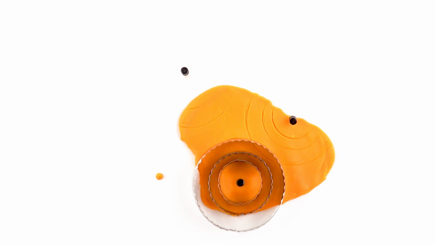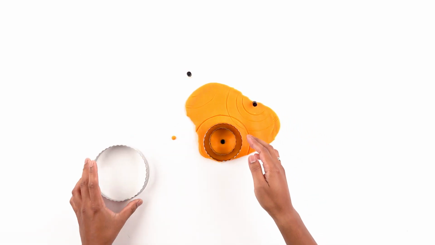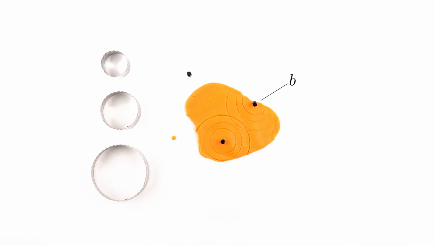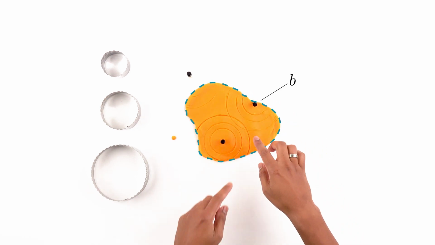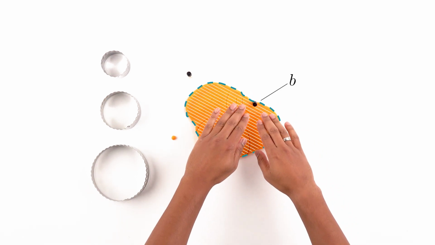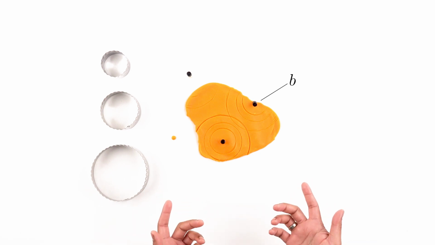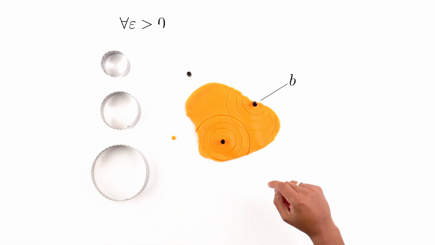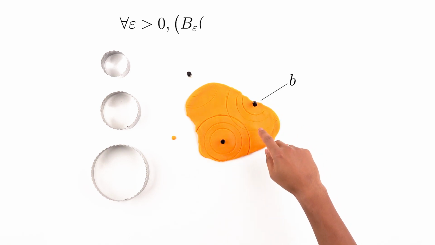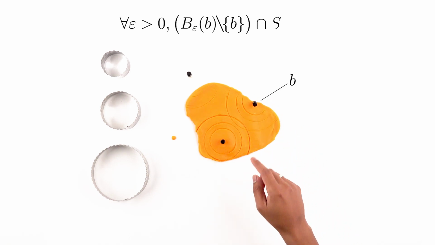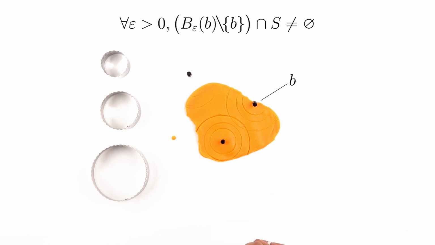Now, let's go back to our 2D mango. Is the point B a limit point of S? Intuitively, yes. It is on the edge of the mango, so there's always some mango nearby. So let's check the definition as always. For every epsilon bigger than 0, the punctured epsilon open ball centered at B has non-empty intersection with S.